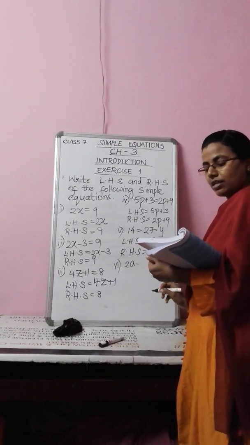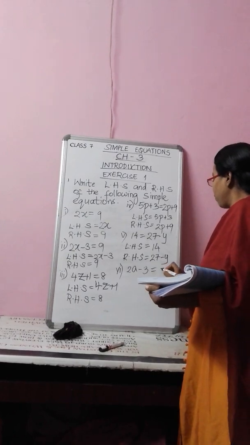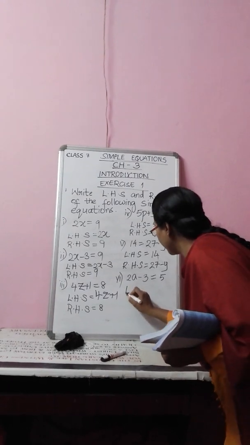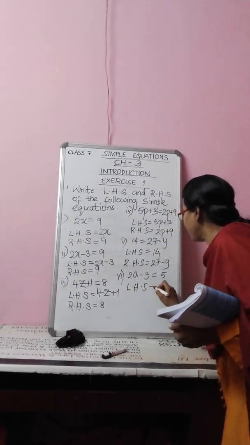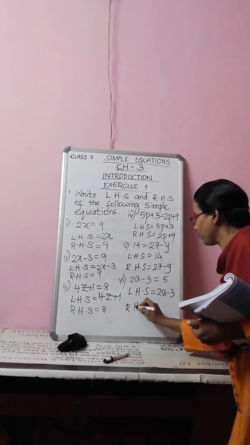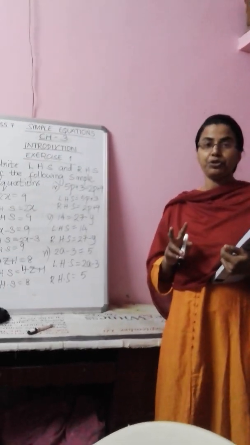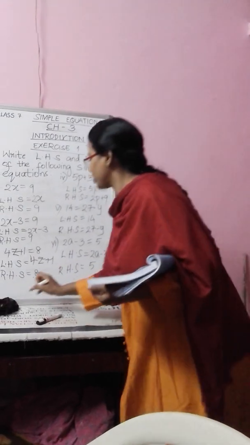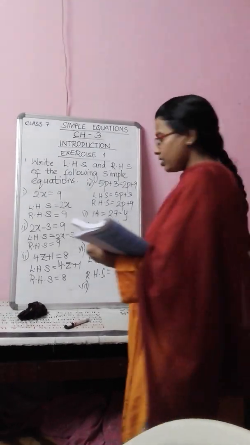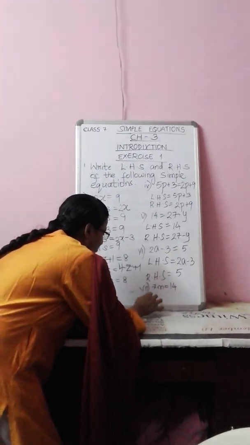Next, sixth bit, 2a minus 3 is equal to 5. What is L.H.S here? Yes, L.H.S is equal to 2a minus 3, and what is R.H.S? R.H.S is equal to 5. I will give you two bits which you can do it now itself. The seventh bit, which is 7m is equal to 14.